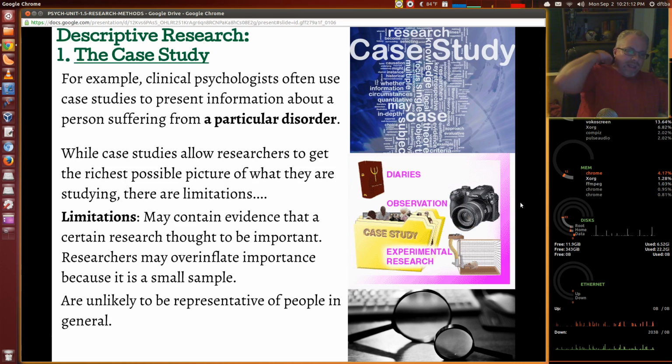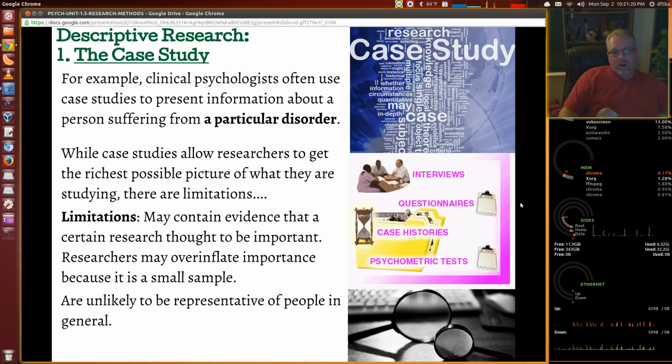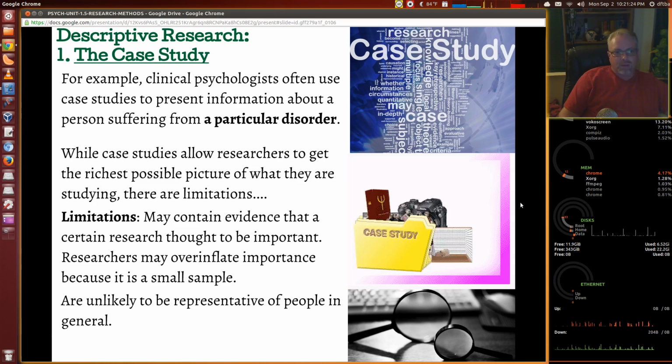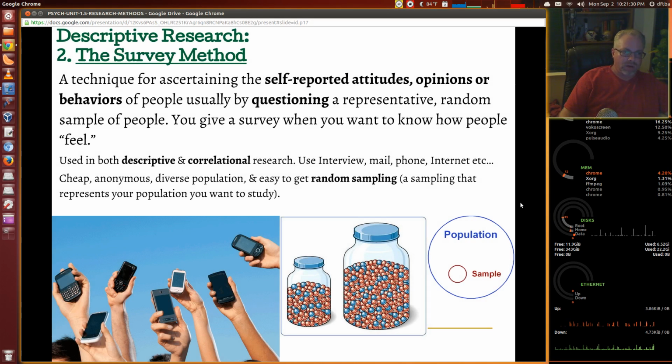You could overinflate the importance of this one study when looking at other situations because it's such a small sample, and it's very unlikely it's going to be representative of the population in general because it's only a small person. But you could get in depth and really learn about one person in particular or one little small situation.